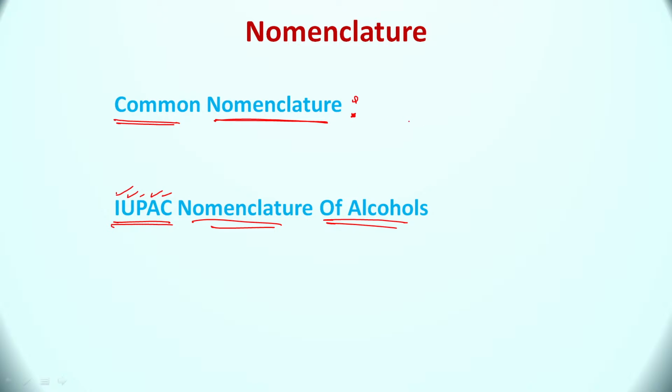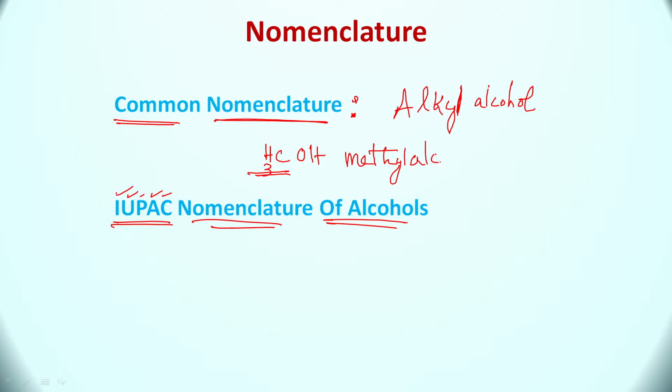In common nomenclature, alkyl group plus alcohol. Suppose you take a simple alcohol CH3OH. What is the alkyl group? Here the alkyl group is methyl, and simply you have to add alcohol. Okay, this is the common nomenclature of CH3OH, that is methyl alcohol.